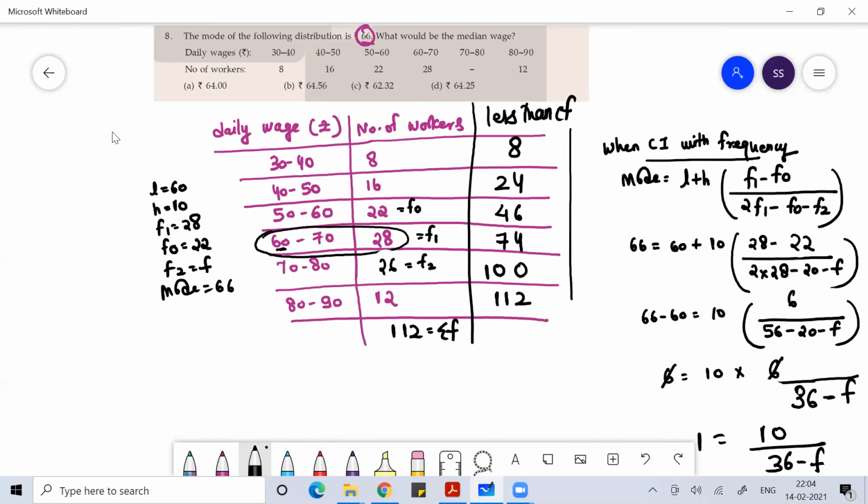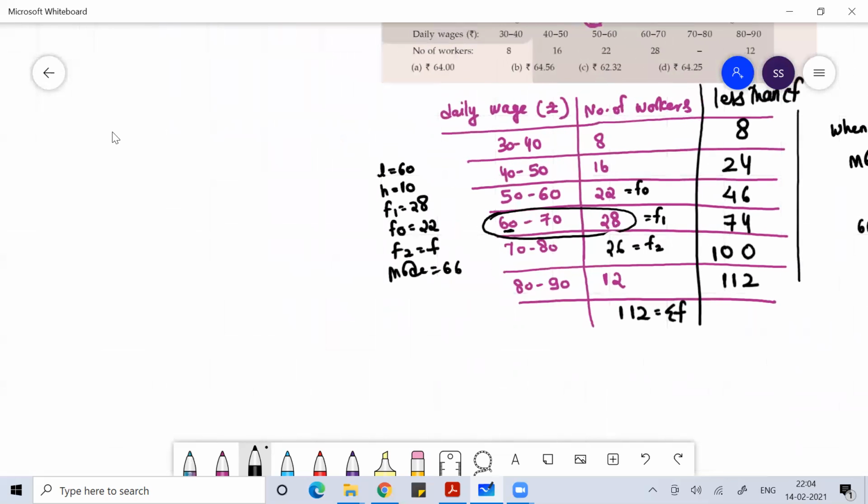14 plus 2, 16; 16 plus 8, 24; 24 plus 6, 30, 32, 34, 36, 38, 40, 112. So you got the less than cumulative frequency as 112.